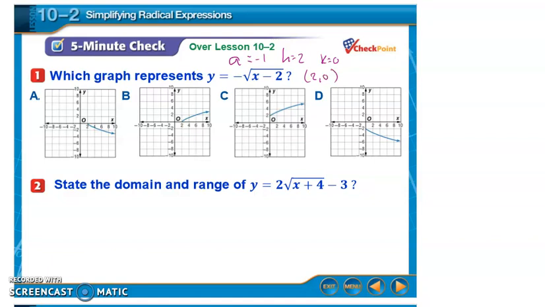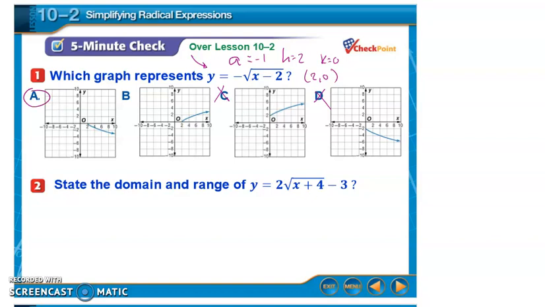So D is not one of them. C is not one of them. But these other two have a starting point of 2, 0. So the A value of -1 means that this goes down from left to right. So A is the answer.